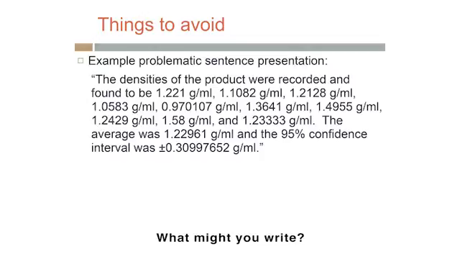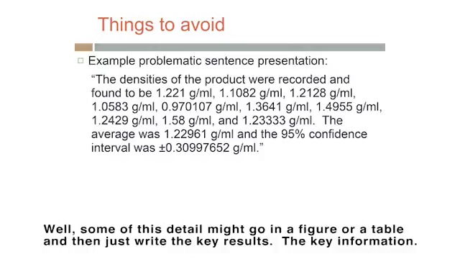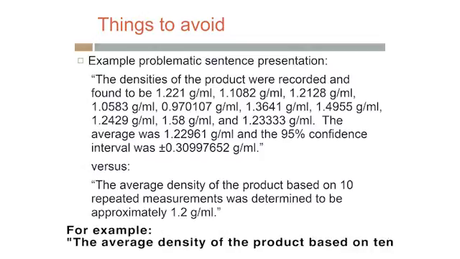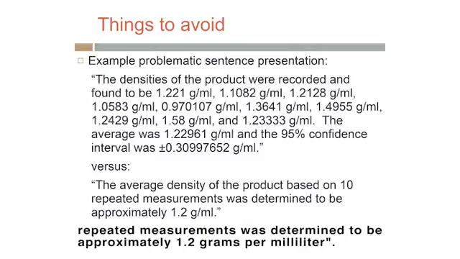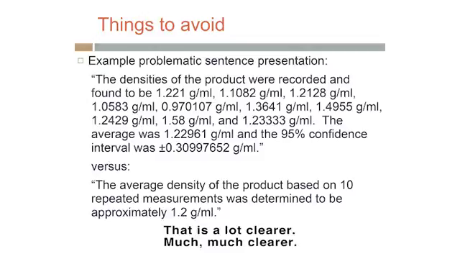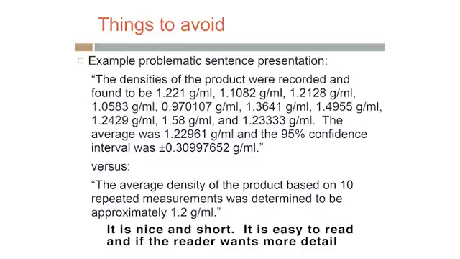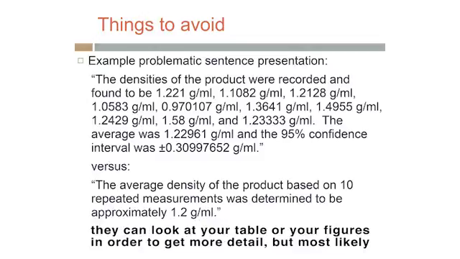Now, what might you write? Well, some of this detail might go in a figure or a table, and then just write the key results, the key information. For example, the average density of the product, based on 10 repeated measurements, was determined to be approximately 1.2 grams per milliliter. Isn't that a lot clearer? Much, much clearer. It's nice and short, it's easy to read, and if the reader wants more detail, they can look at your table or your figures in order to get more detail.